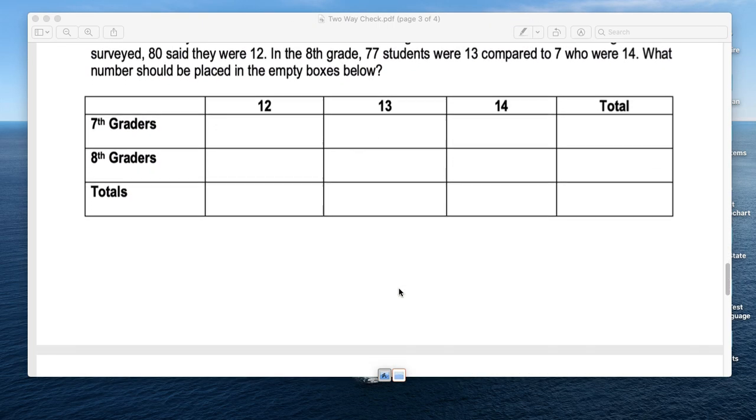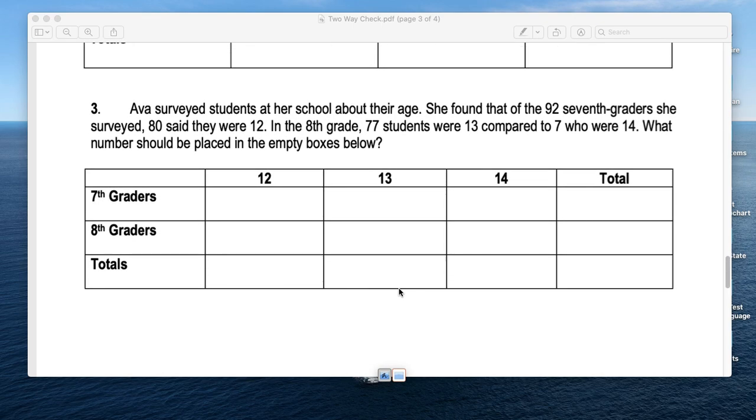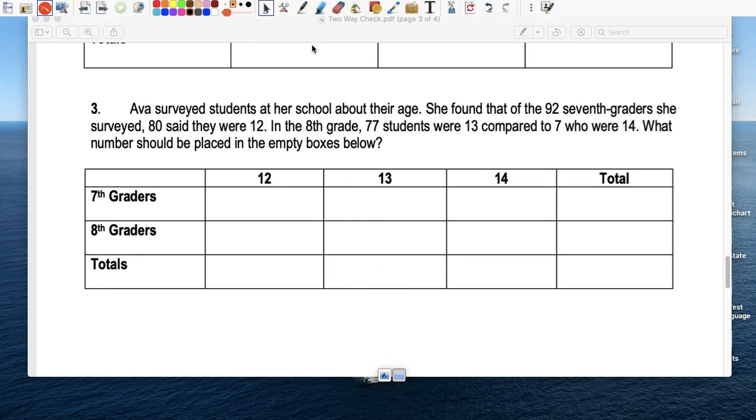Okay, so this one gave us a problem in class, right? For those who reached this question. So Ava surveyed students about their age. She found that out of the 92 7th graders, so right off the bat she tells us there were 92 7th graders, 80 said they were 12. And then in the 8th grade, 77 students were 13, compared to 7 who were 14.